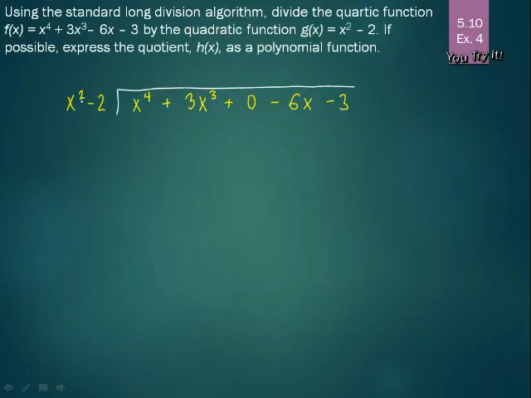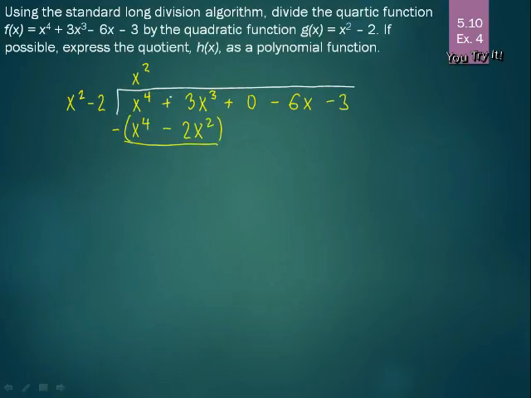So we need to first think, x squared times what will give us x to the fourth? You can almost think of it as a little circle. So x squared times whatever's here needs to equal x to the fourth. So x squared times x squared equals x to the fourth. Now we can take that and multiply it out by x squared minus 2. So x squared times x squared is x to the fourth. X squared times negative 2 is minus 2x squared. So here we have x to the fourth minus x to the fourth, which is just 0.